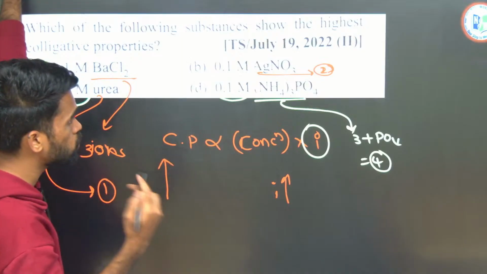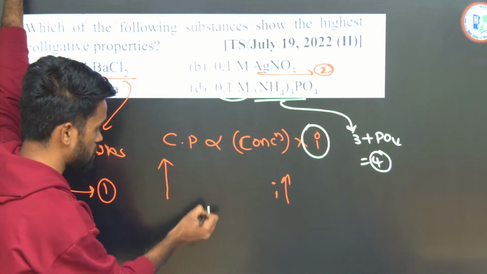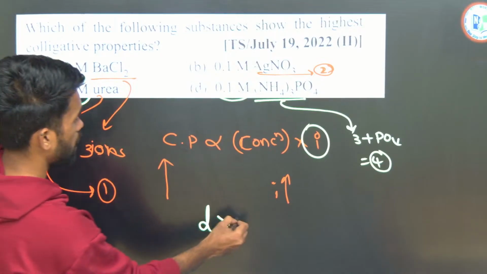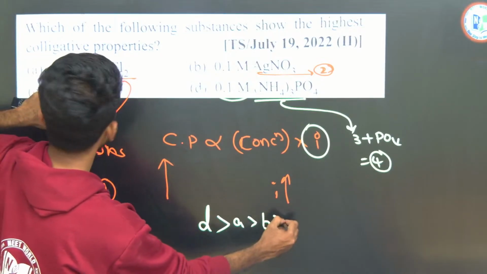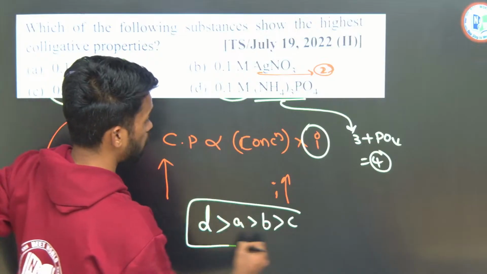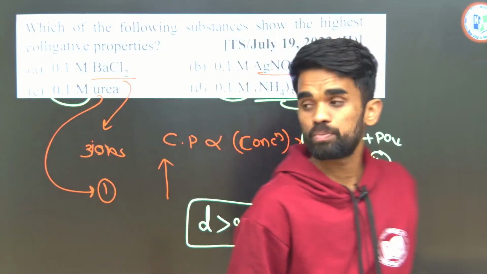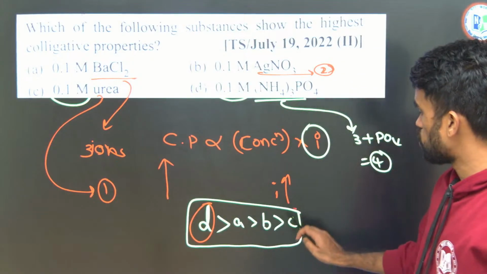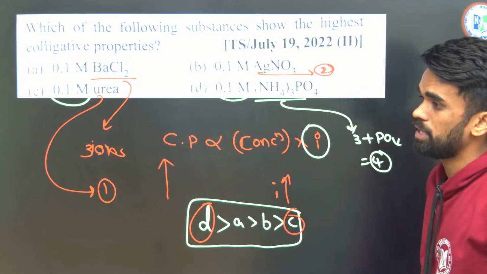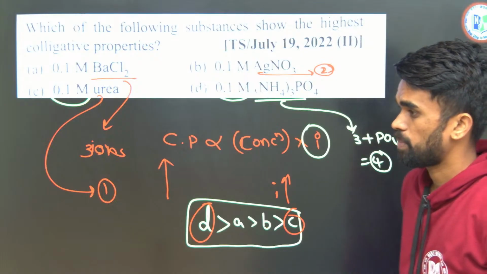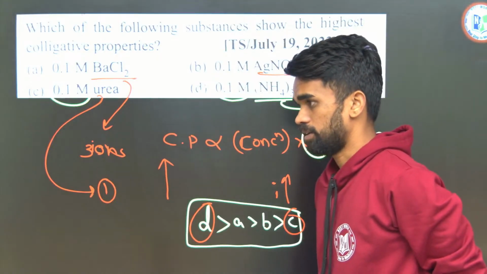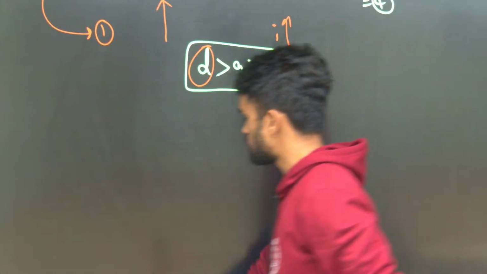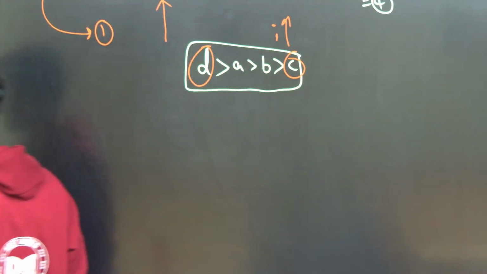But if I ask you the order also, you can easily answer: D greater than A greater than B greater than C. This will be the order of the colligative properties. D will be the highest one and this is the lowest, the decreasing order of colligative properties. You can arrange in this way. Okay, right. Now I will give you one relation, use this relation for finding the answers.